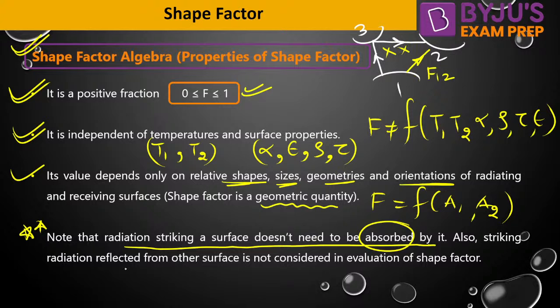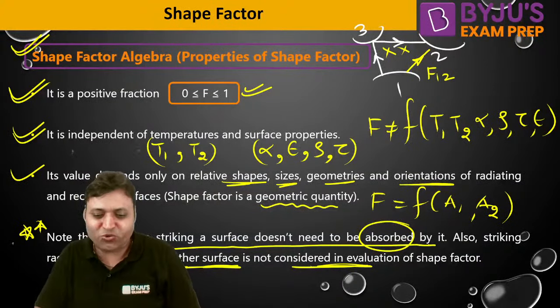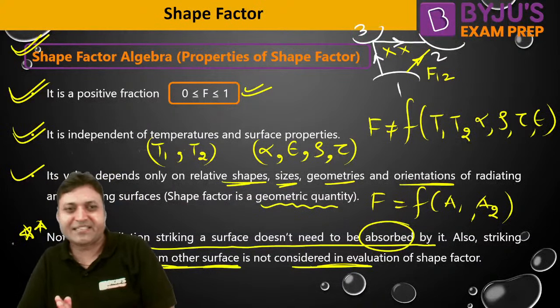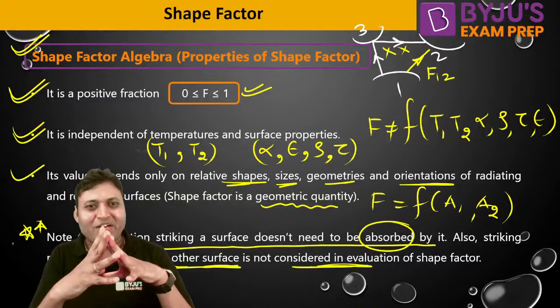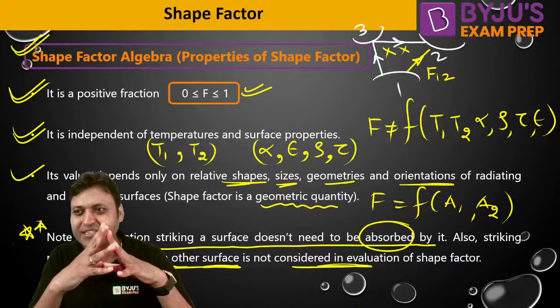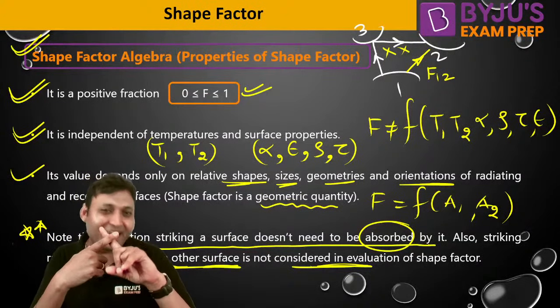The striking radiation reflected from some other surface like 3 is not considered in the evaluation of shape vector between 1 and 2. Are you getting it? That is very, very important. Here, most of the students have confusion in understanding. So, whenever we talk about the shape vector between two surfaces, one of those surfaces is the radiating surface.